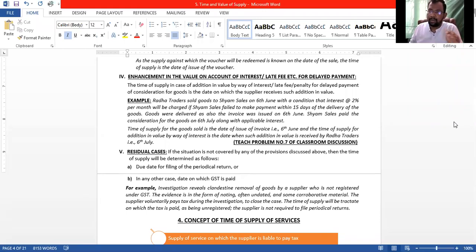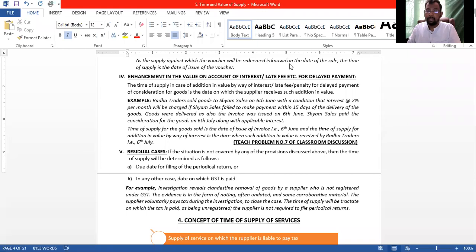We will stop our discussion here. In tomorrow's class we will discuss time of supply of services. So with that we'll complete the first part of the chapter, time of supply. Second part of the chapter, value of supply.